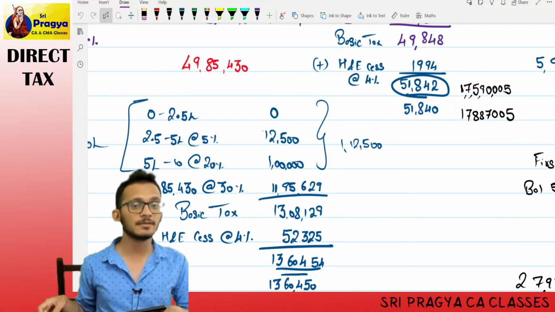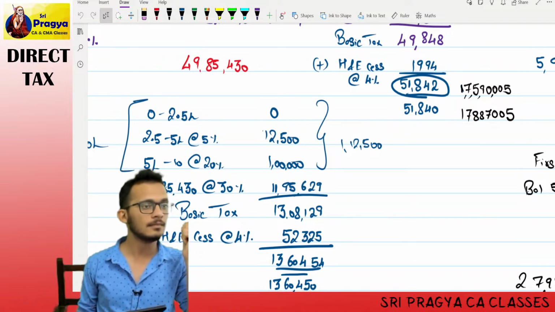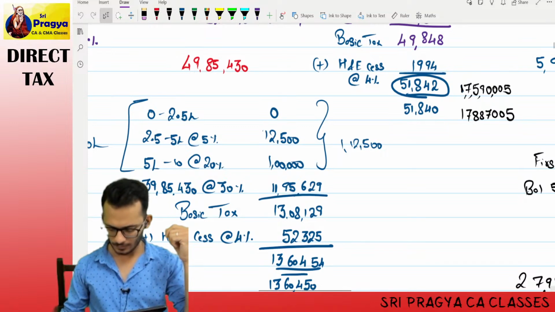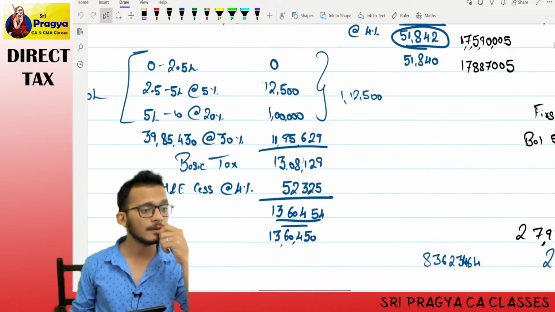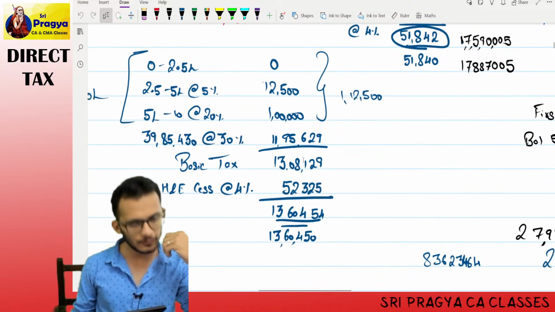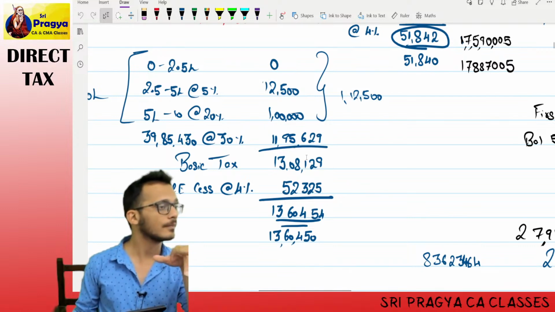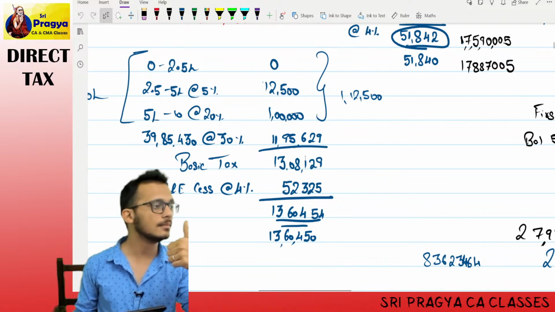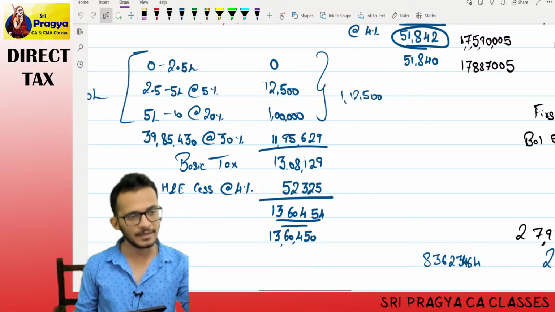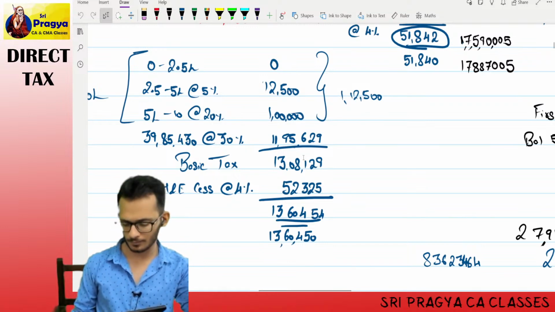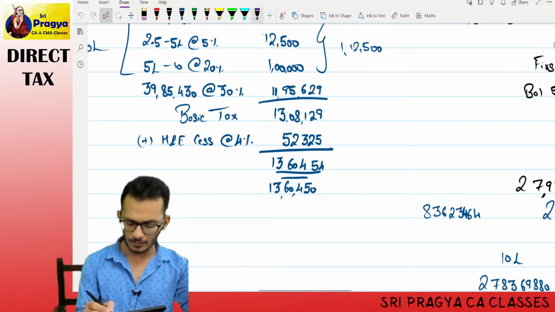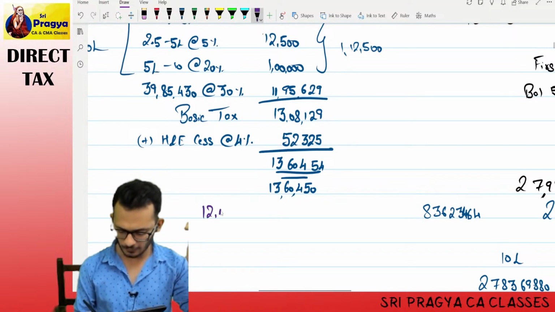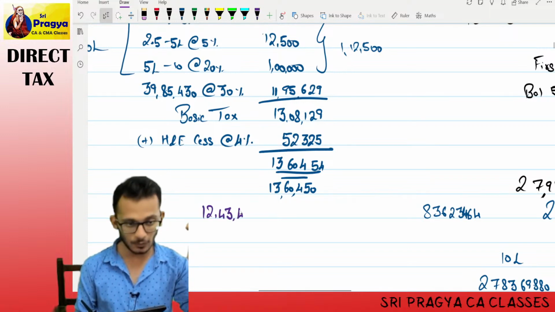Yes, numbers. 12 lakh 43,450. Everyone has the same number? Yes. Which one is better? Default is better. Proceed.